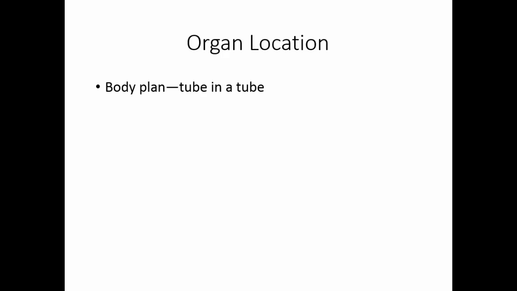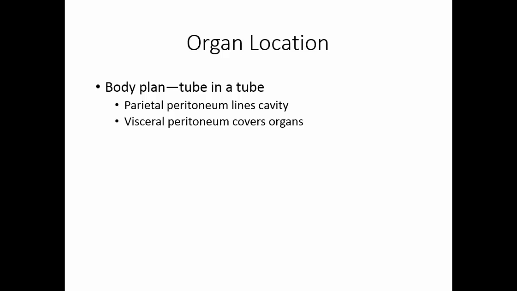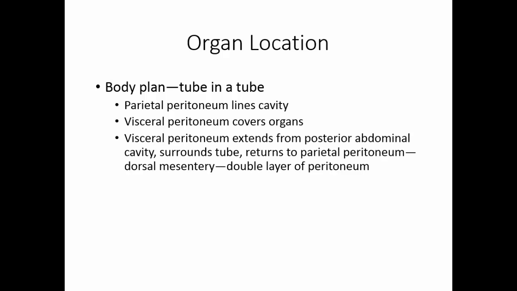Your body plan is described as a tube in a tube. Basically, your body is a tube, and your digestive system is a tube that runs through your body. The parietal peritoneum lines the abdominal cavity. The visceral peritoneum covers the organs. Since basically this is a tubular set of organs, the visceral peritoneum has to extend from the posterior abdominal cavity, surround the tube, and then return back to the parietal peritoneum. This is called the dorsal mesentery, and what you have is a double layer of peritoneum between the abdominal wall and the tube that's been surrounded by peritoneum.